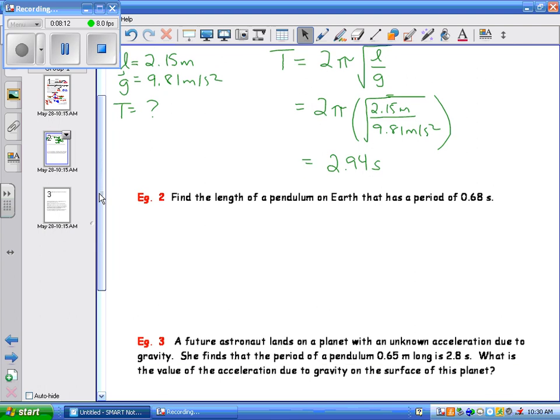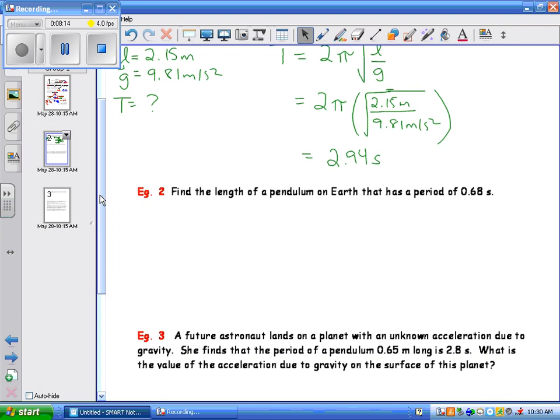Okay, so now for example 2, find the length of a pendulum on Earth that has a period of 0.68 seconds. So we're on Earth, so g is 9.81 meters per second squared. We're told the period is 0.68 seconds, and we're looking for length.